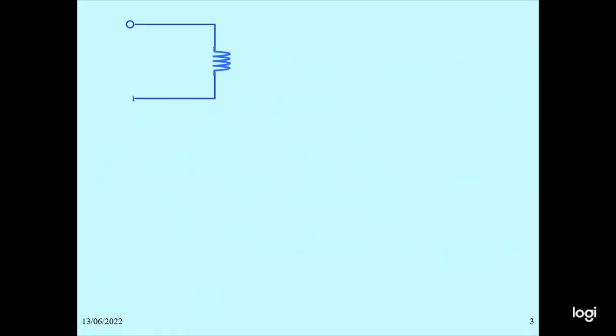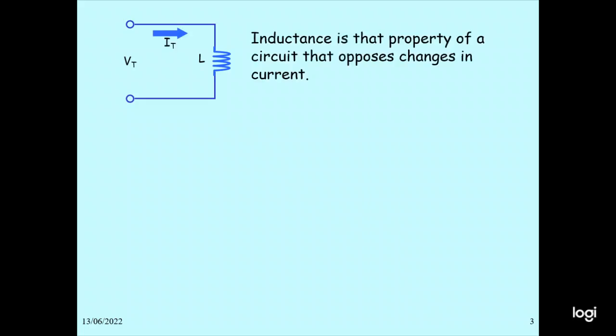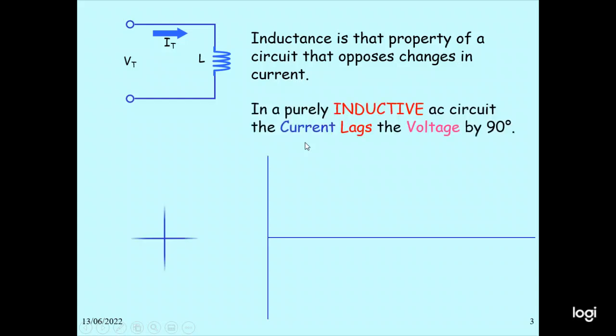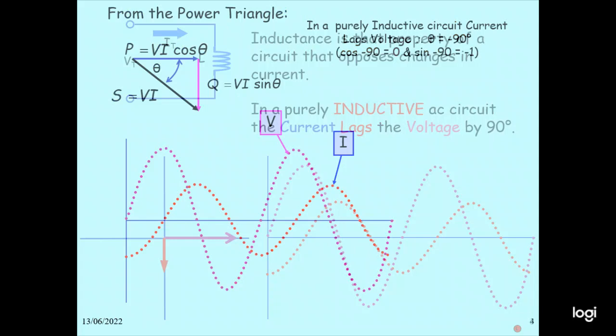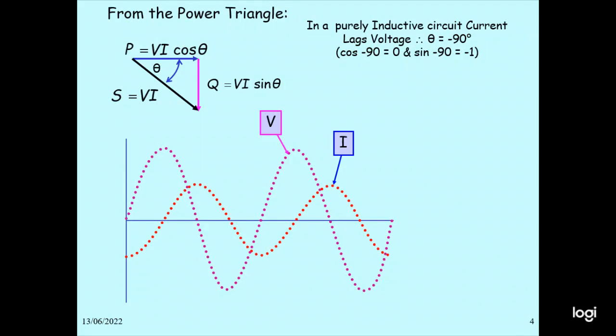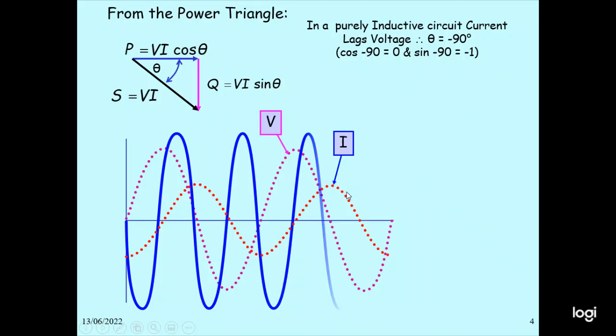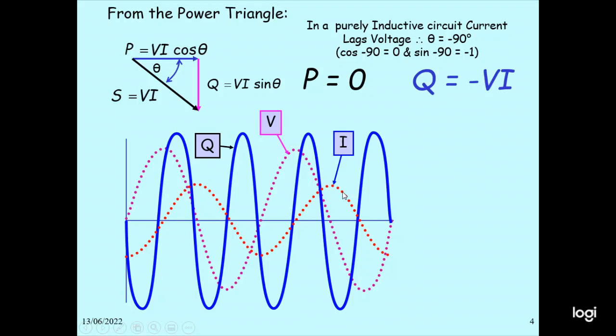So this is for the inductor connection, where the inductor current is flowing. Inductance is the property of the circuit that opposes the change in current. In a pure inductive circuit, the current lags the voltage by 90 degree. And it's also the power triangle. P equal to VI cos theta, S is VI, Q is VI sine theta. For a pure inductive circuit, theta is minus 90 degree, cos minus 90 is 0, sine minus 90 is minus 1. So this is the voltage and the current we get, and here is the phasor diagram. P is 0, Q equal to minus VI.